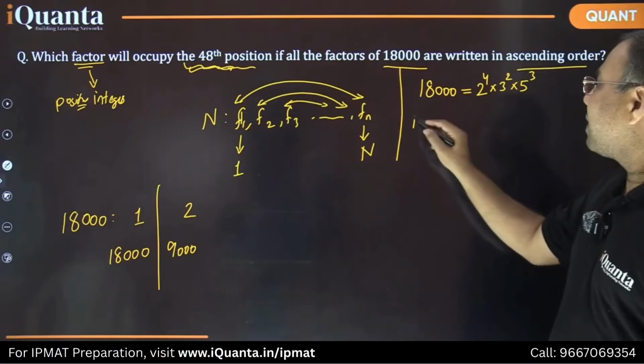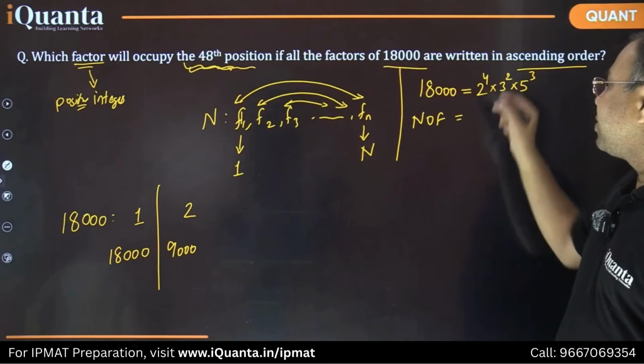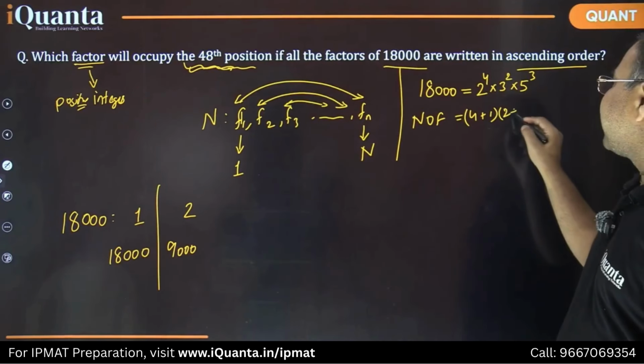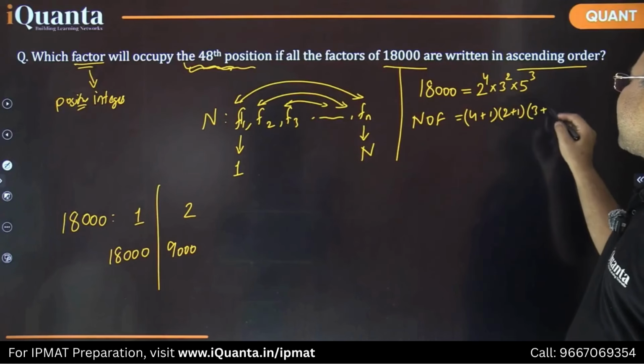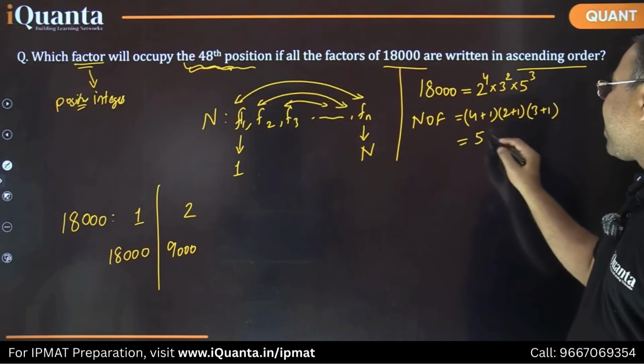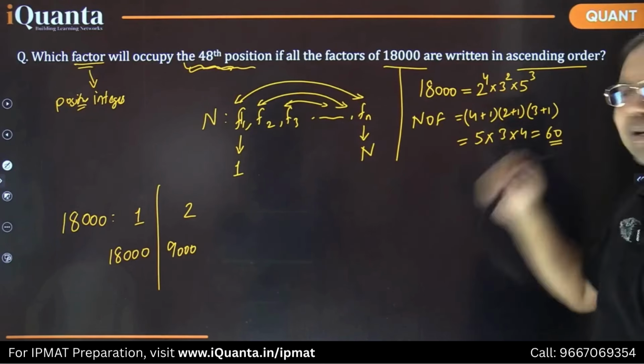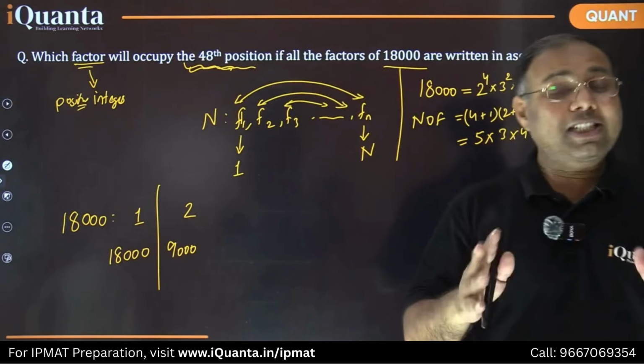Okay, so what is the total number of factors? So that you know, we just need to increase the power by 1 for each of the prime numbers, and that will give us the total number of factors, right? So that comes out to be 5 into 3, 15 into 4, that is 60. Bingo. We want you to find out this only. There are total 60 factors.